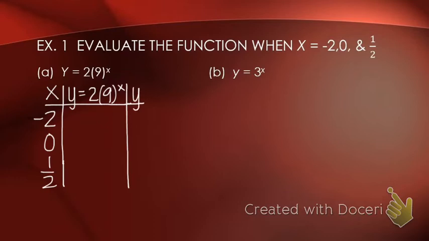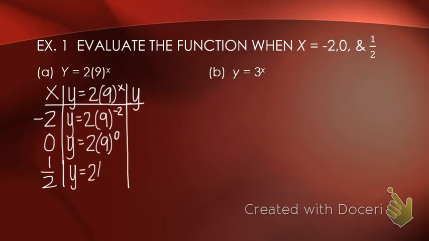Now, we go through and we plug in our values. So y equals 2 times 9 raised to the power of -2. y equals 2 times 9 raised to the power of 0. And y equals 2 times 9 raised to the 1/2. Now, remember, we're not using calculators to do exponents. And so let me just teach you some shortcuts here, all right?